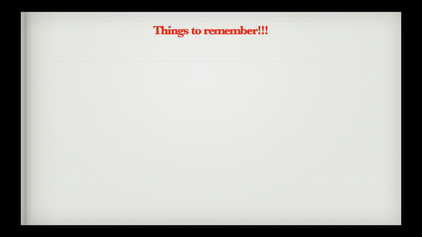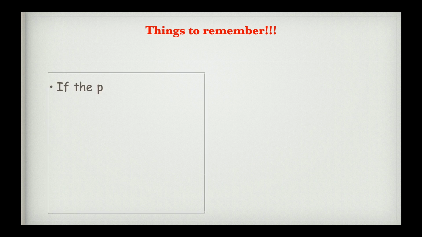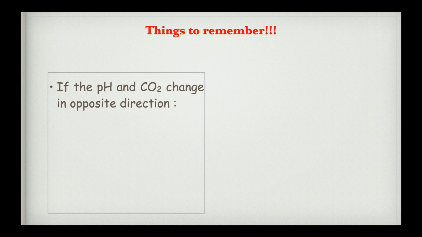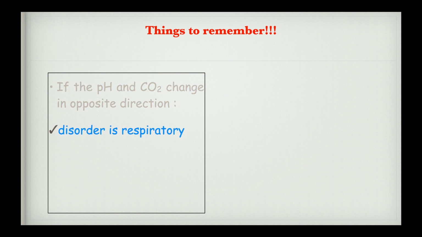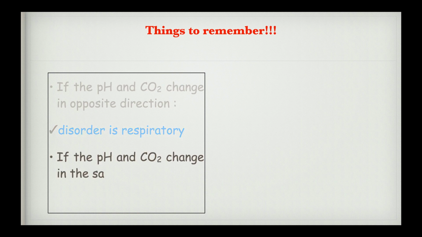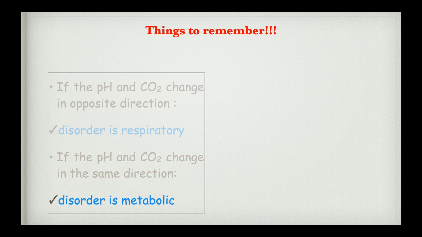Now, having known this, there are certain things we need to keep in mind which are very important before we look at the real interpretation. The first thing I need you to understand is that if the pH and the carbon dioxide go in opposite direction, what it means is the disorder is respiratory in nature. If the pH and carbon dioxide change in the same direction, what it means is the disorder is metabolic.